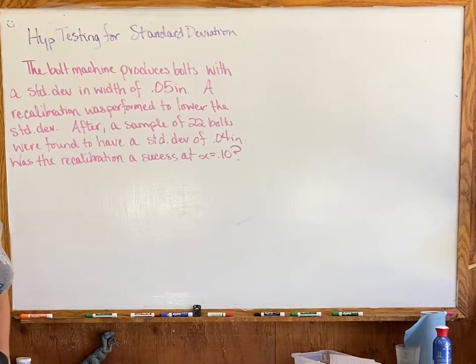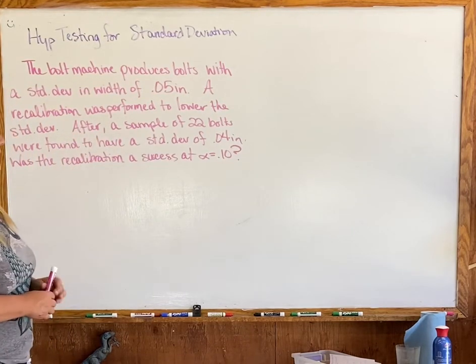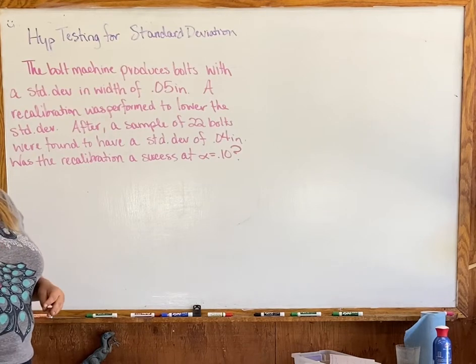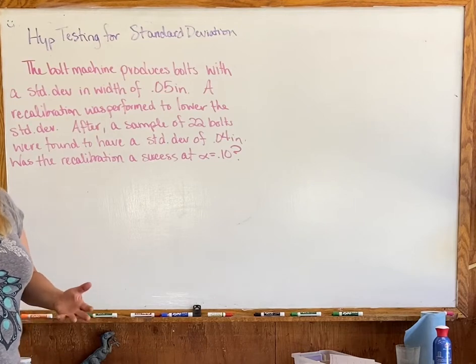So we are producing bolts this time, and the standard deviation is at a width of 0.05, but a recalibration is done. So they decide to recalibrate the machine, which means turn it off, clean it, tighten everything, fix it, whatever. And they're doing this in order to lower the standard deviation. They want the standard deviation to be lower. After the recalibration, they sample 22 bolts and find that the standard deviation is now at 0.04. So was the recalibration a success?